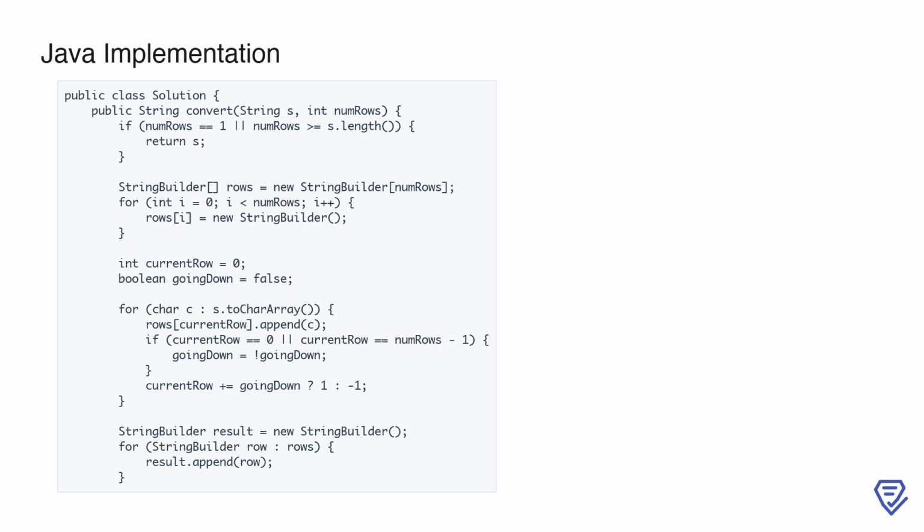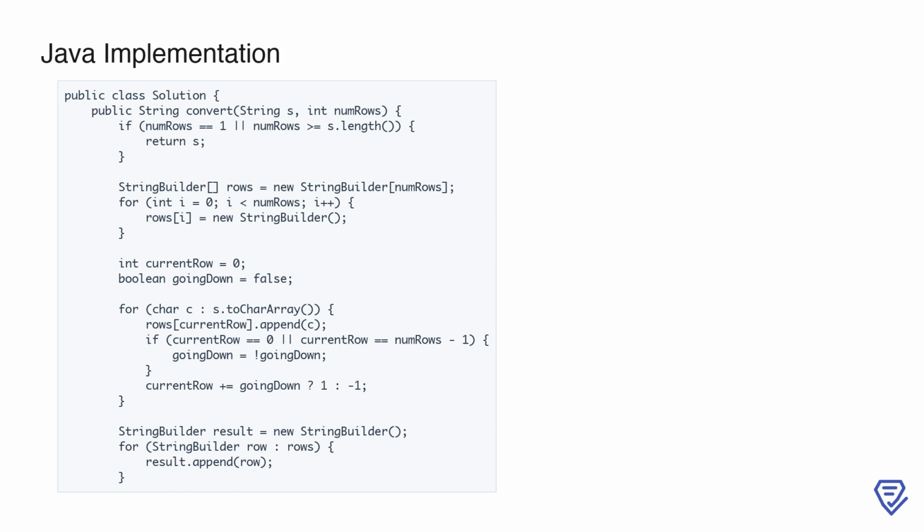Here, we begin by defining our solution class and the convert method, which takes a string s and an integer numRows as inputs. The first condition we handle is a straightforward edge case: if there's only one row, or if the number of rows is greater than or equal to the length of the string, we can simply return the original string as there's no zigzag pattern to form.